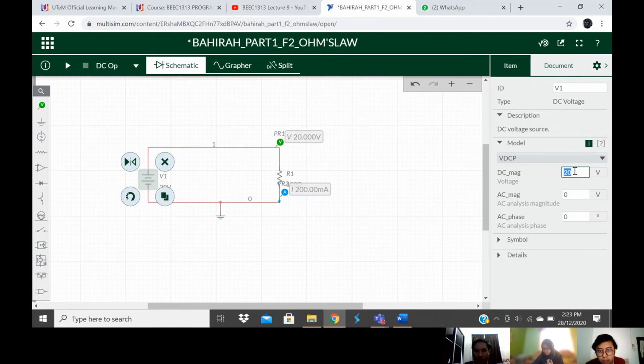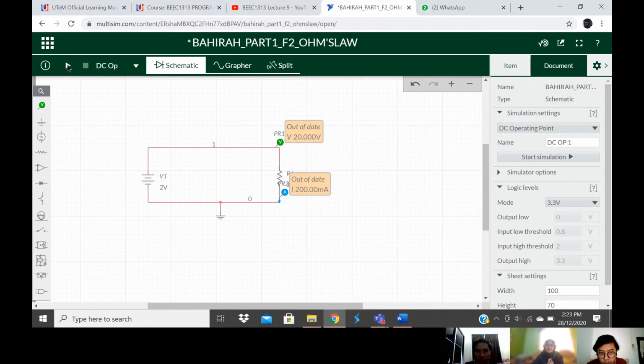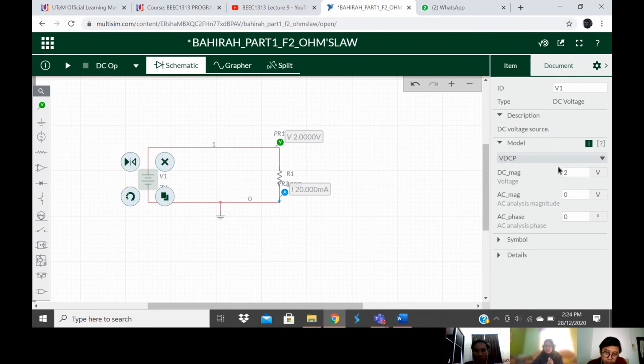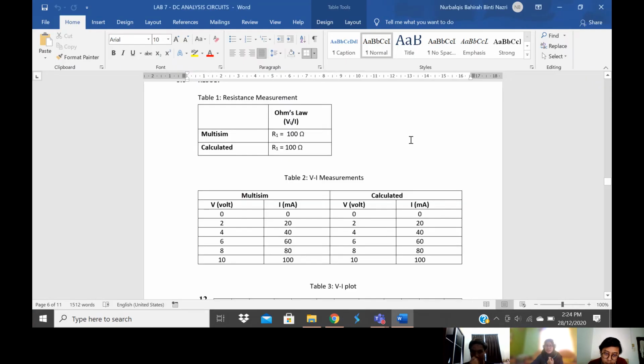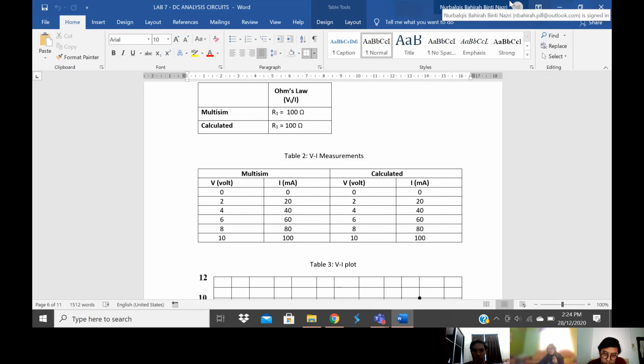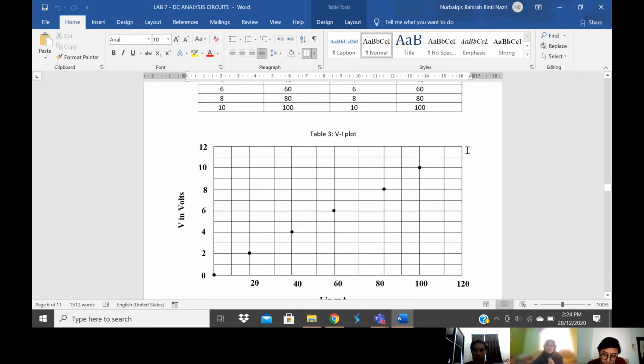First we insert the number 2 volt, and we run the program. Then for current, for 2 volt, we got 20 milliampere. After we got all the results, we just change the volt value here, then put the values into the table. Then we plot the graph. This is the graph that we got.